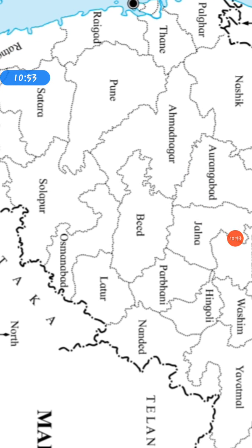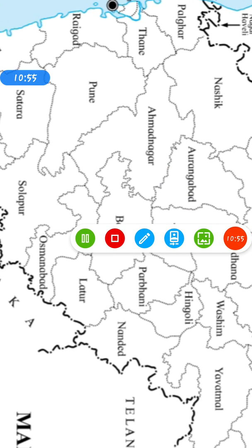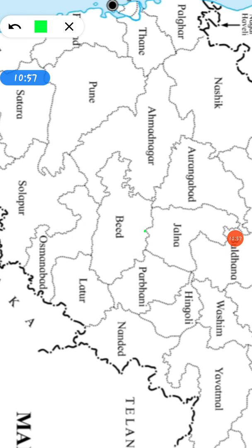Where is Beed? See, this is Beed. Okay, we place it here. This is north, south, east and west. So tell me which district lies to the east of Beed district, that is Parbhani.